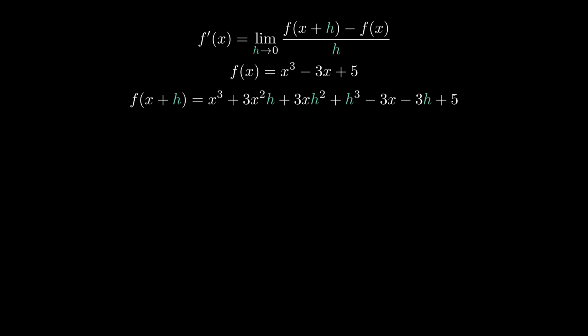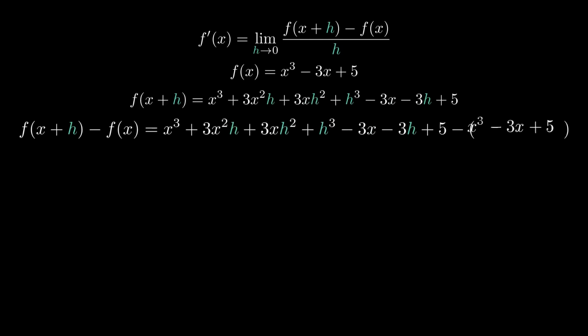So the next step is to find f of x plus h minus f of x. Essentially, we're going to take what we found previously and now subtract f of x from it. So we take our previous answer, which is f of x plus h, and subtract f of x, which is x cubed minus 3x plus 5. When you subtract f of x, I recommend surrounding the function in parentheses, because when you're subtracting, oftentimes we can get the signs confused. So to eliminate that confusion, we can surround the whole function in parentheses.